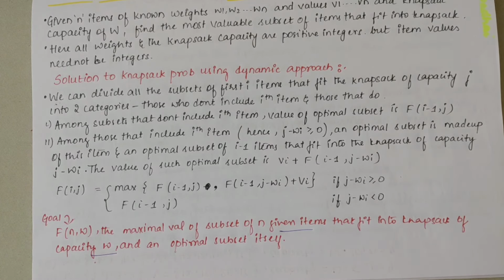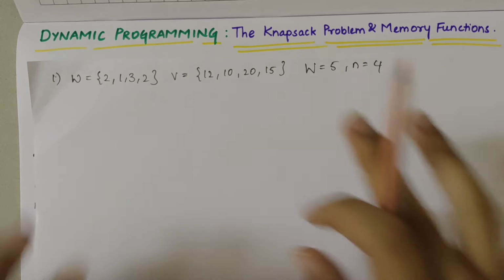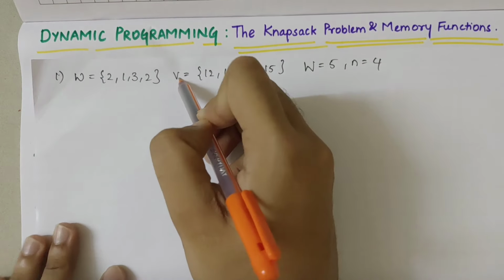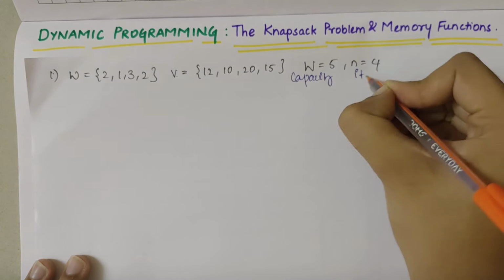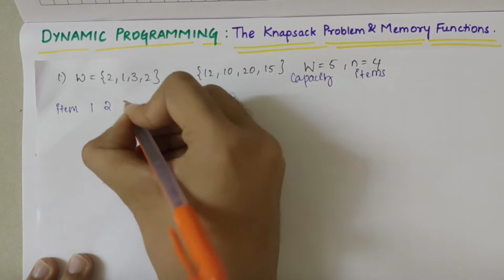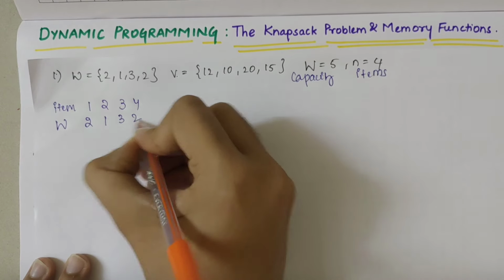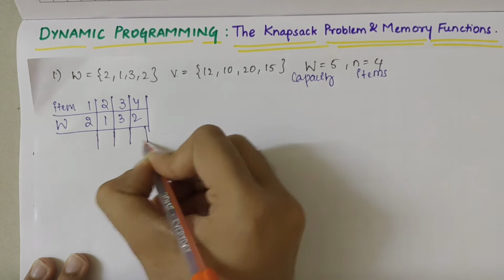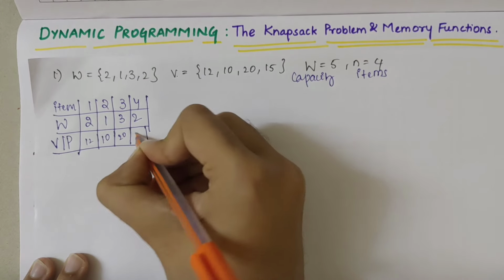In order to understand this, let's look into a problem. I'll try explaining and solving the problem in the easiest way. Here we have the weights specified, and then the values, and then the knapsack capacity and the total number of items. Let me draw a table comprising items 1, 2, 3, 4. I have 4 items here. Let me write the W values, that is 2, 1, 3 and 2. Followed by that I have the V values, or profit: 12, 10, 20 and 15.